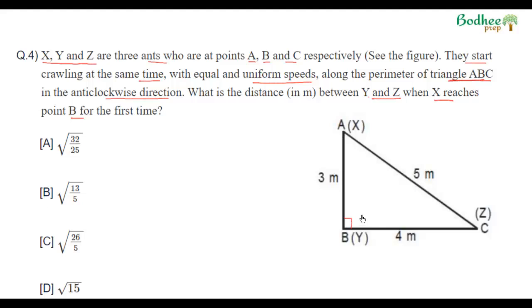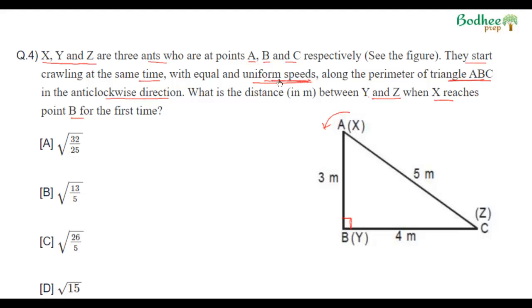We can easily prove it by applying Pythagoras theorem, that the square of this is equal to the sum of the squares of these two. It only happens in a right angle triangle. So obviously this angle is a right angle. Now, since the speed is uniform and they are moving in anti-clockwise direction, X will be moving in this direction, that is, X will be moving from A to B.